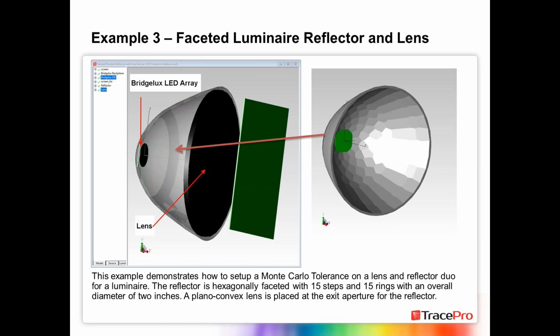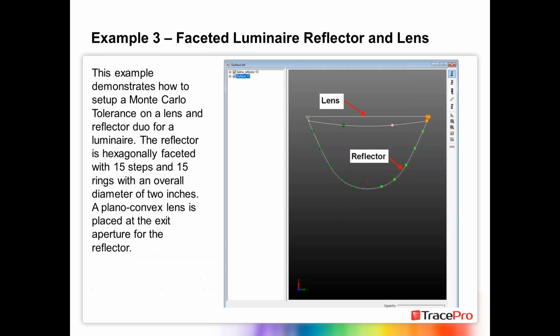Well, here we've got a bridge lux LED array, we've got a faceted reflector, and we have a plano-convex lens. There are 15 steps and rings in this faceted reflector, so it takes a little bit of time to create in TracePro, but you can see it's very nicely set up as hexagonal faceted segments. So we're going to go back into the interactive optimizer. We're going to put in the two things that are going to change in this model. That would be your reflector and your lens. And then this creates two surfaces. One is a lens object and one is a surface object with the reflector.